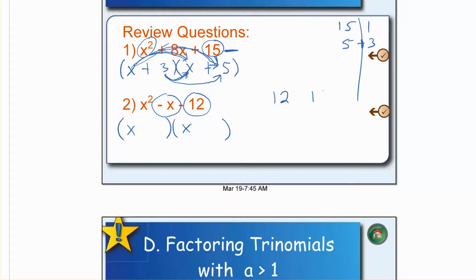So something else that multiplies to 12, well, 6 and 2. But again, 6 minus 2, that gets me to 4. 6 plus 2 gets me to 8. There's no way.